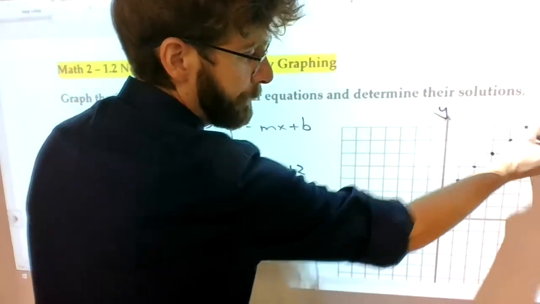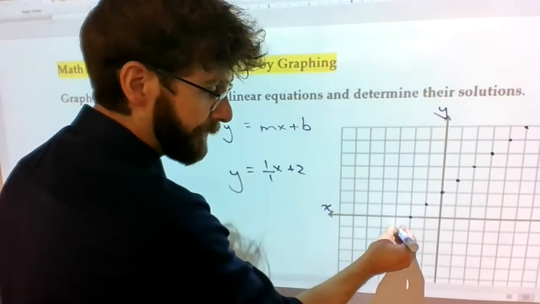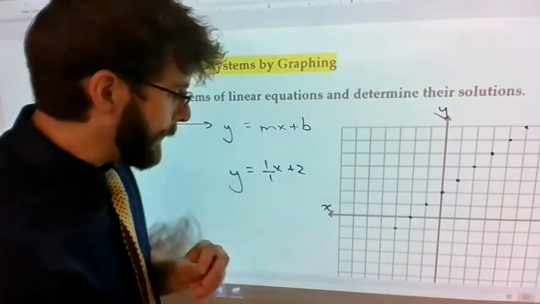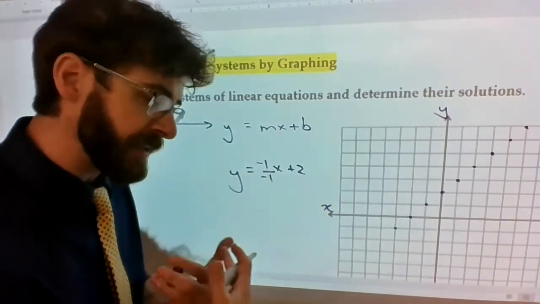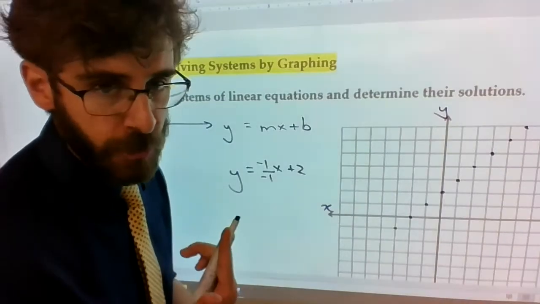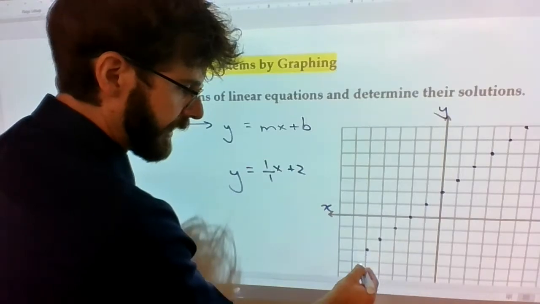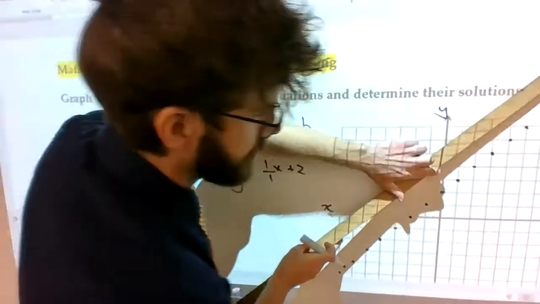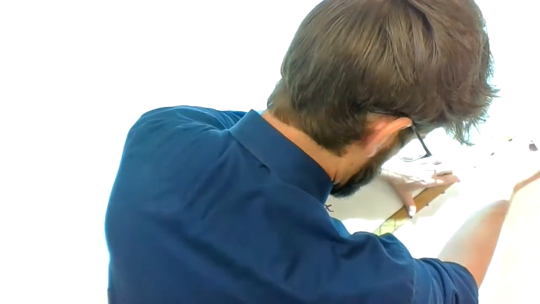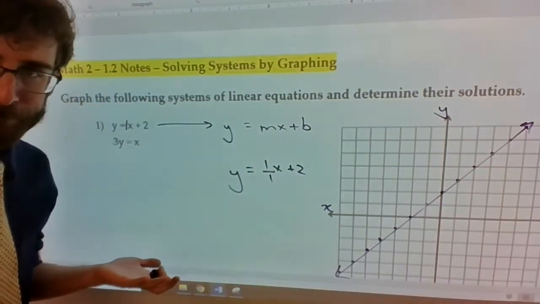I'm just going to plot as many points as I can on this grid space. Down 1, left 1. Remember, that's an option. The opposite, down 1, left 1, also creates a 1 in front of the x, because a negative 1 divided by negative 1 is also 1. So down 1, left 1, down 1, left 1. Connect the dots. You're done with your first line.